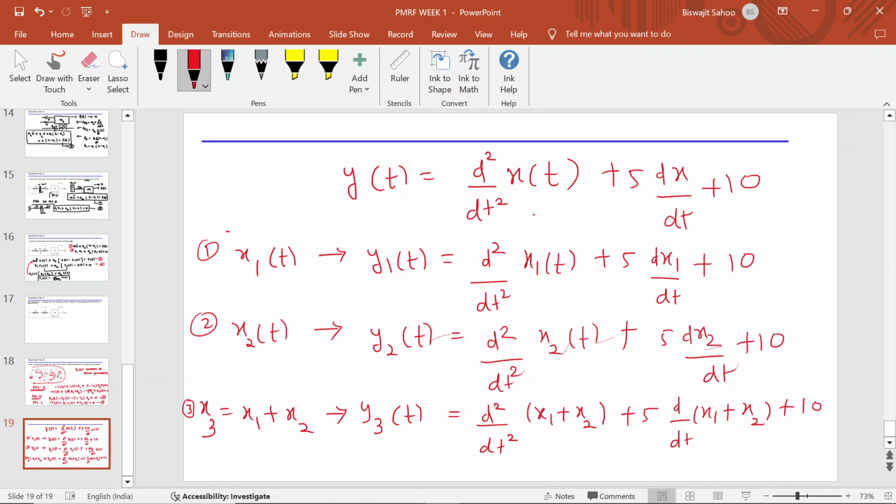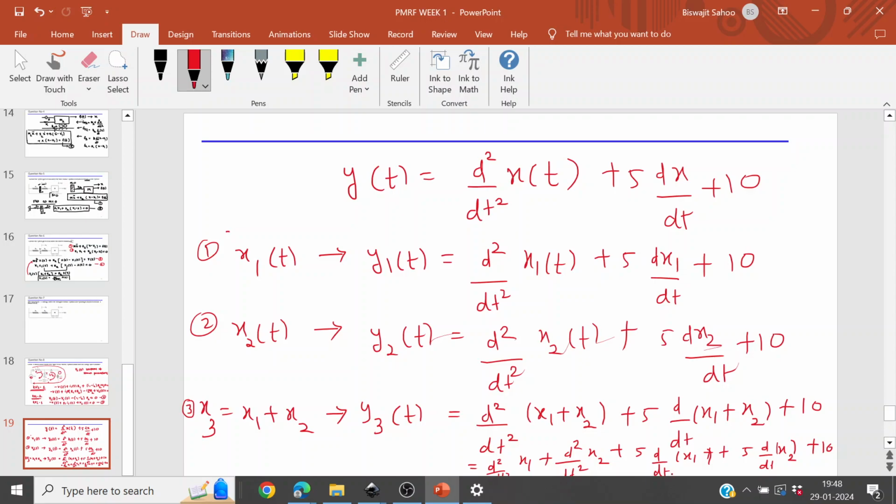Yes, sir. And you just open it. The last equation, you just open it, because d square by dt square of x1 plus x2 is nothing but individually you can write it as d square by dt square x1 plus d square by dt square x2, right? Similarly here you can write 5 d by dt of x1 plus 5 d by dt of x2 plus 10, right? This is the equation, sir.